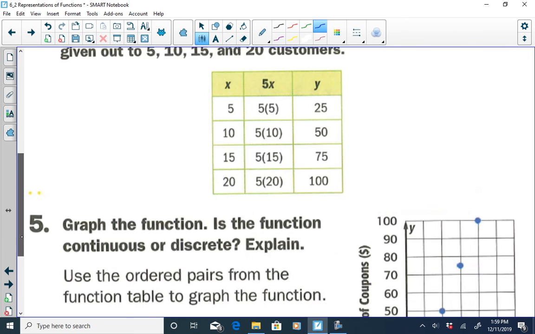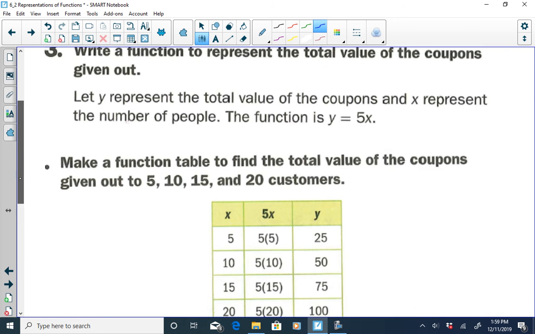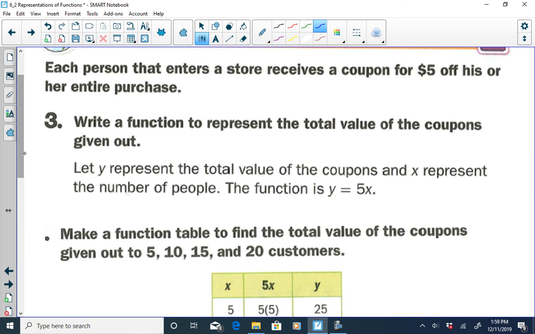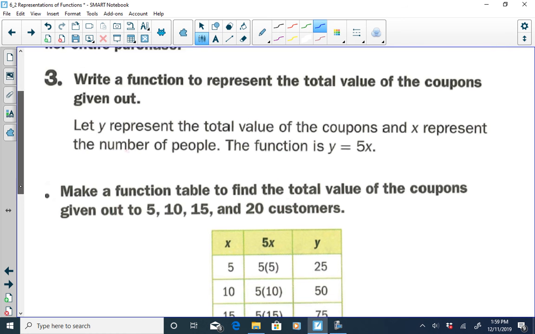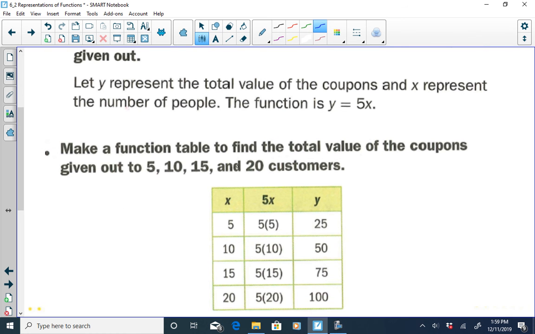All right. I think we'll take a look at these last couple of questions here. Each person that enters a store receives a coupon for $5 off his or her entire purchase. Write a function rule to represent the total value of the coupons given out. Let y represent the total value of coupons and x represent the number of people. The function rule is y = 5x. Make a function table to find the total value of the coupons given out at 5, 10, 15, and 20 customers. Here's your input-output table.